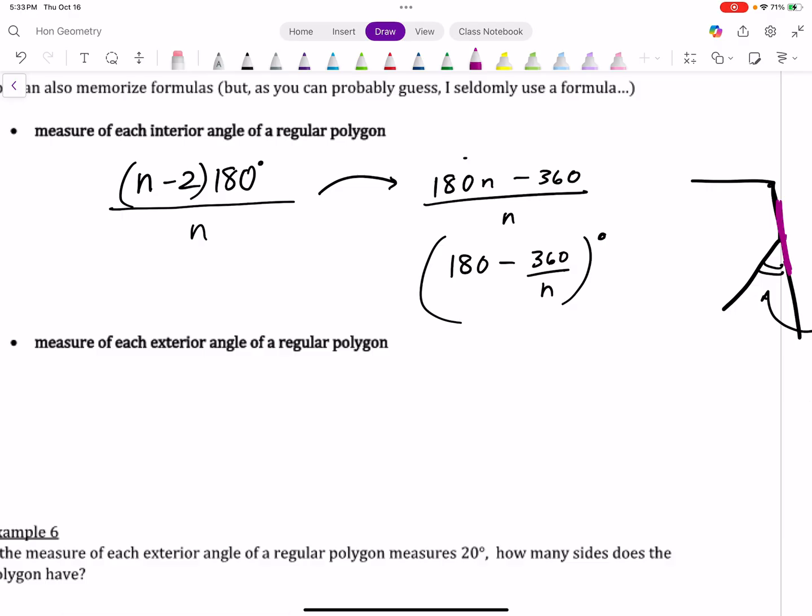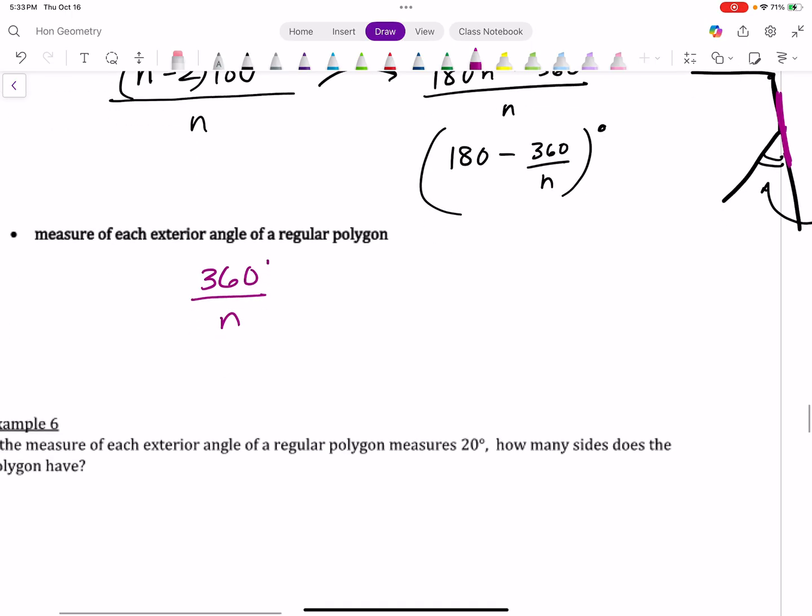But again, I seldom use that formula. I'll use it every once in a while if I have to work backwards, like if they tell me something about how many sides, but not real often. This one is just, okay, exteriors always add up to 360. There's insides, so divide it up. Same number of angles as there are sides, so we divide by the number of sides.